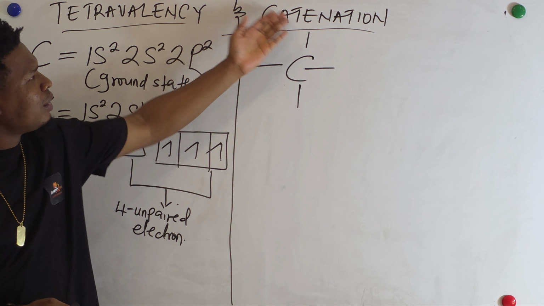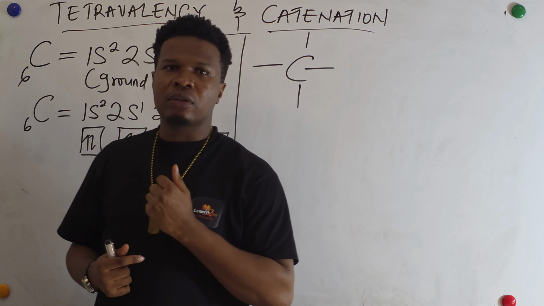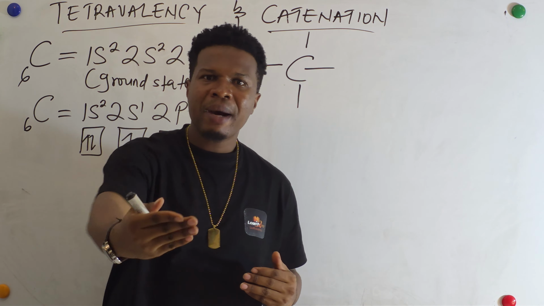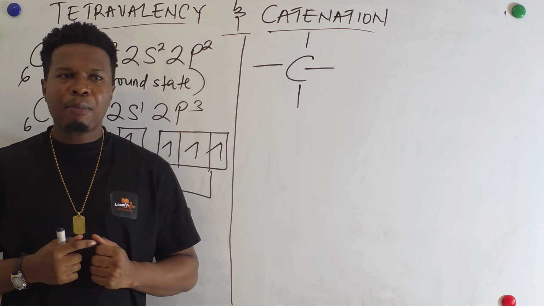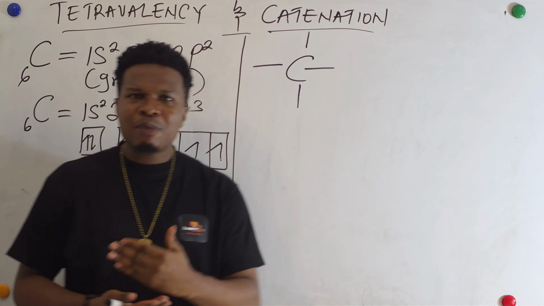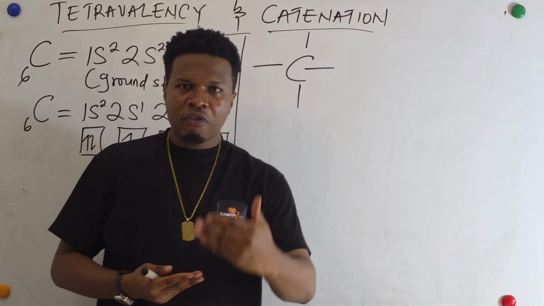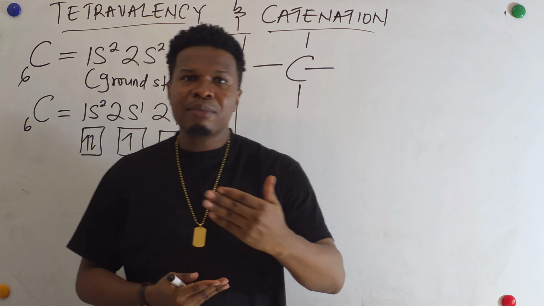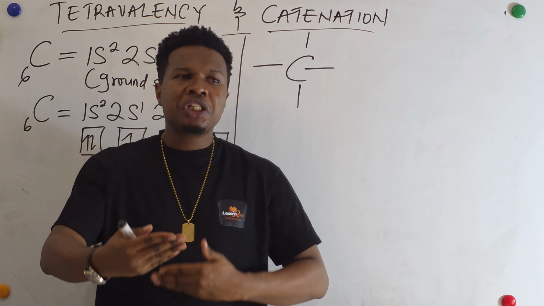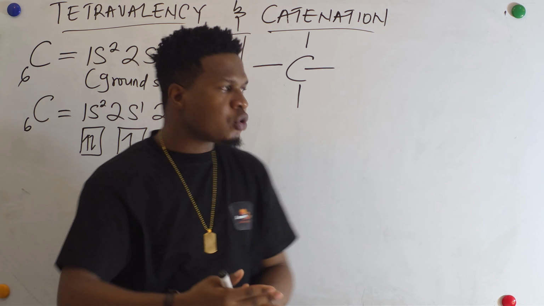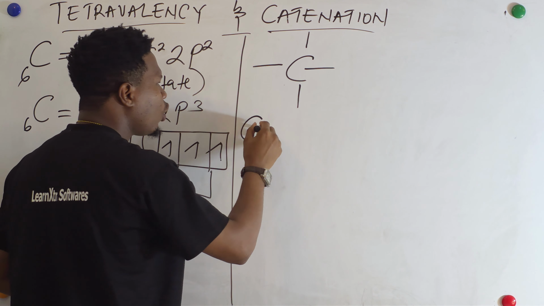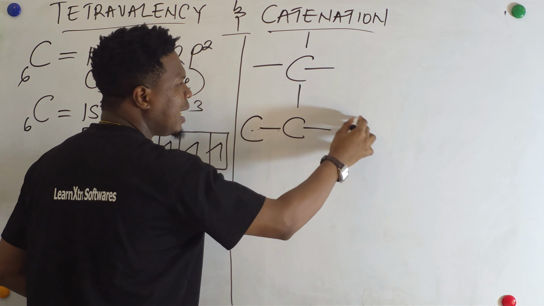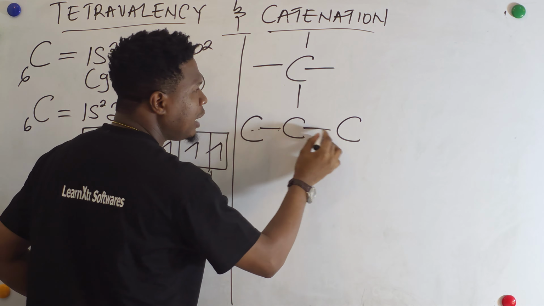The next one is called catenation. What is catenation? Before we talk about catenation, let us talk about carbon as a member of the group 4 elements. Carbon belongs to group 4, and what is peculiar to group 4 elements is covalent bonding. And because carbon can undergo covalent bonding, it has the ability to share electrons with its fellow carbon. So carbon can connect to another carbon because they can share 2 electrons here. Carbon can also connect to another carbon here because they can share 2 electrons here.